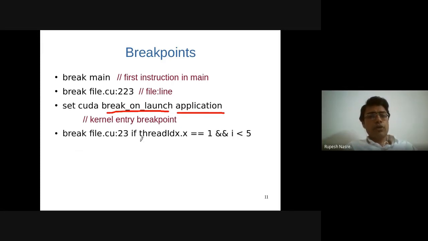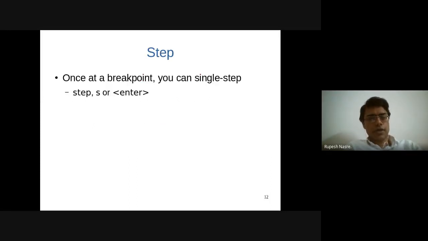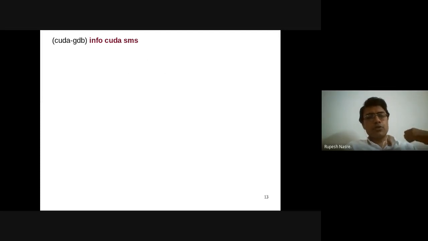And then you can also have conditional breaks based on different variable values and so on, which can be very useful if there is a repetitive thing, and let's say in 1000 iterations the issue occurs for one and does not occur for 999. So that can be useful for conditional breakpoints. Similarly, just pressing enter will allow you to step through.